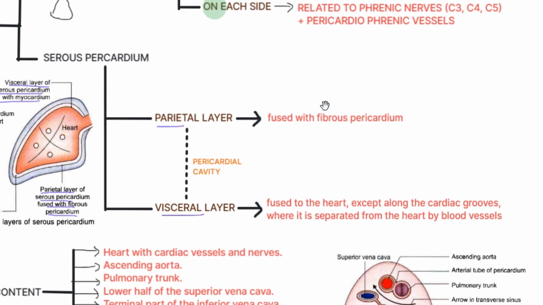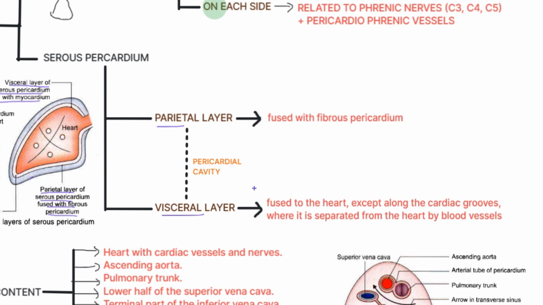Now we said that we were here on the serous pericardium. Serous pericardium is divided into parietal layer and visceral layer. Parietal layer we said fused with fibrous pericardium. Visceral layer fused to the heart except along your cardiac grooves where it is separated from the heart by the blood vessels. Then in between your parietal layer and your visceral layer there is your pericardial cavity.